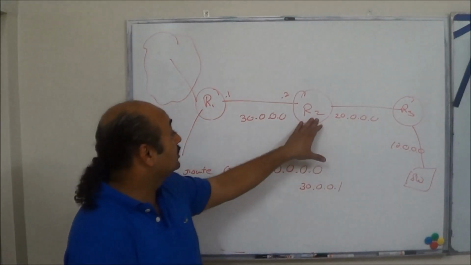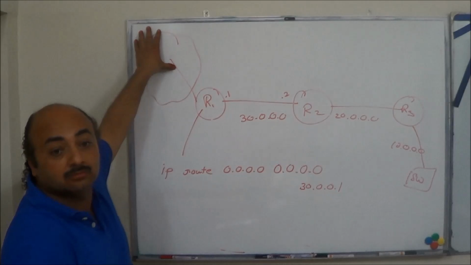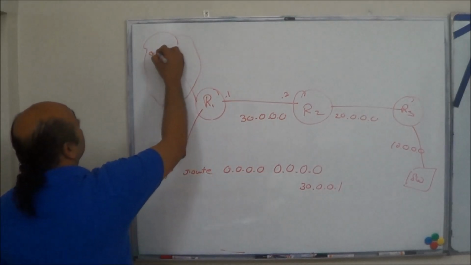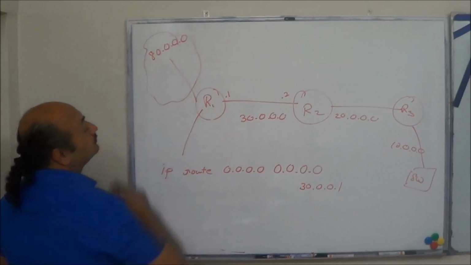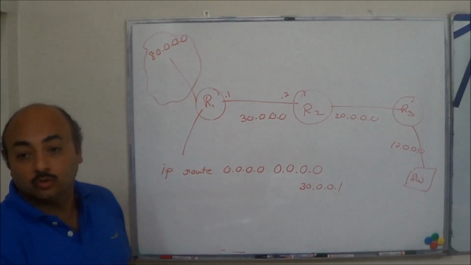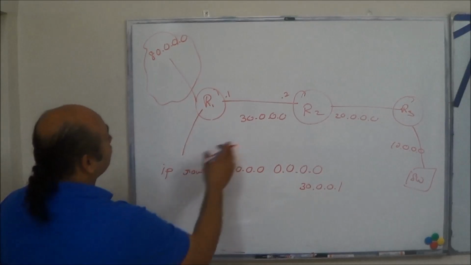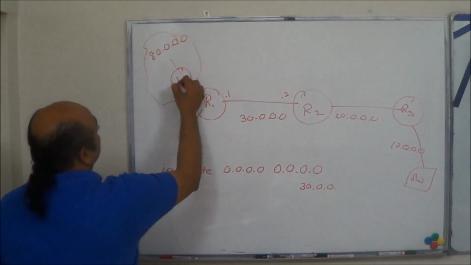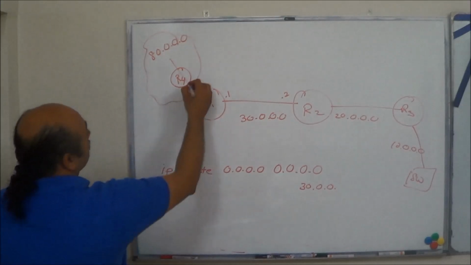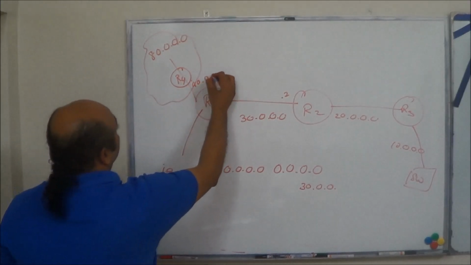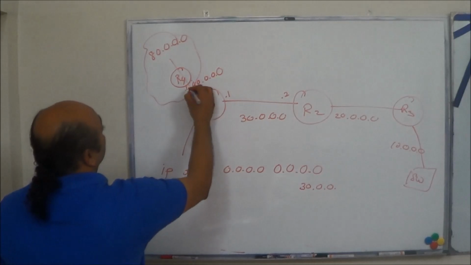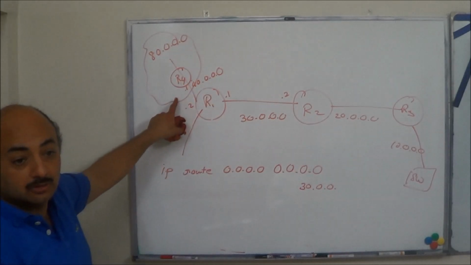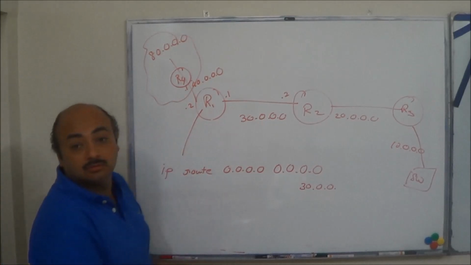So that if R2 doesn't know about the 40 network, imagine this: there is an 80 network here. Or, let me correct this. There is a router here, R4. And this is the 40 network, and this is dot 1, this is dot 2. Is this clear?